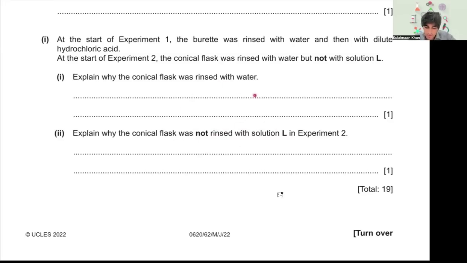Yes, why was it rinsed with water? To remove impurities from experiment number 1. Because at the start of the experiment, that's one.